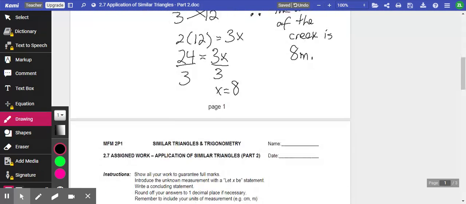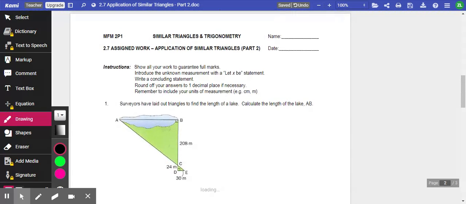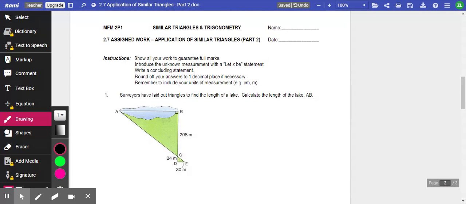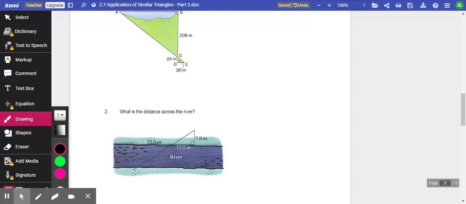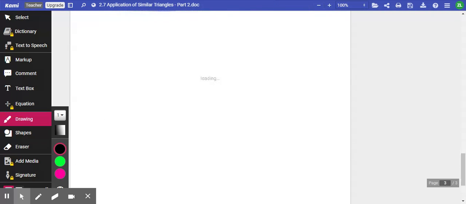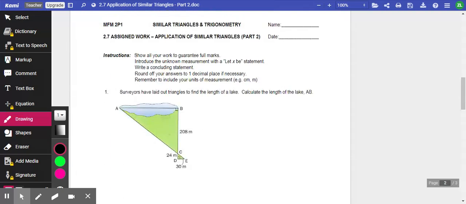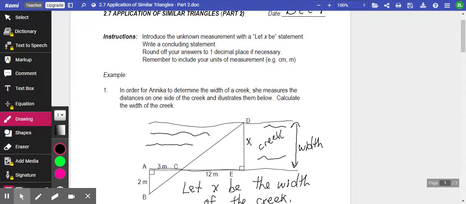Your job is to now do lesson 2.7 assigned work, application of similar triangles, part 2. You've got questions 1, 2, and 3 to complete over Friday's lesson.